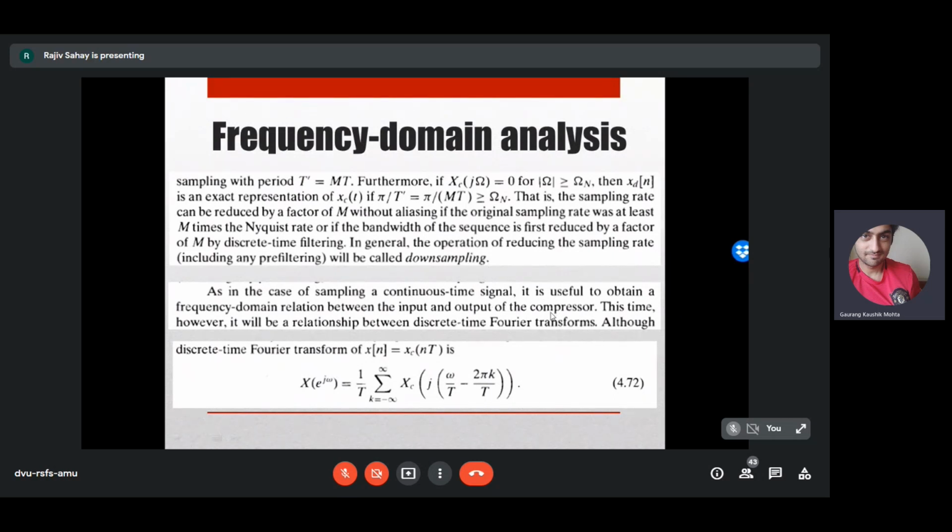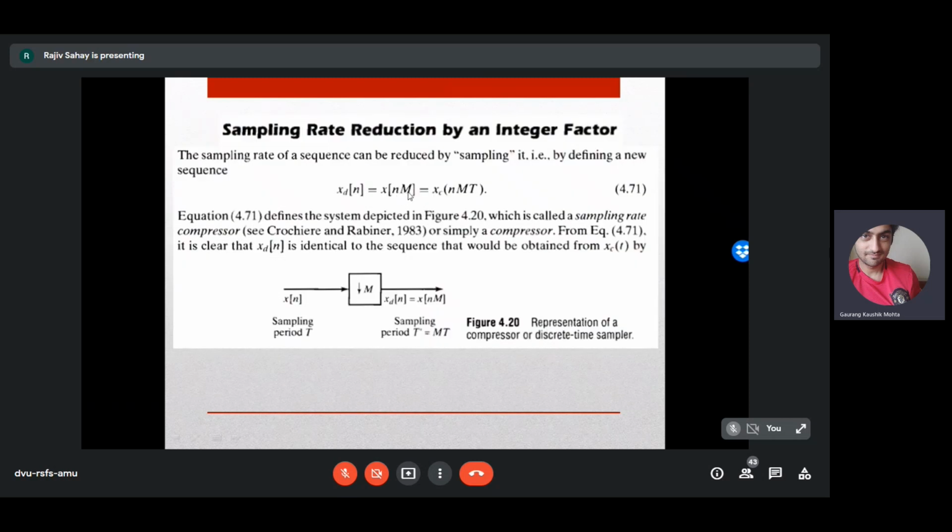So how do we obtain the frequency domain relationship between the input and output of a compressor or a downsampler or a decimator? We will derive the relationship between the discrete time Fourier transforms, because x_d[n] is equal to x[nM]. Both are discrete time signals, so you are throwing away some samples of a discrete time signal. On the left hand side you have a discrete time signal x[n], and on the right hand side you have another discrete time signal. You are trying to find the frequency response of a downsampler or decimator, and on the input and the output side you have discrete time signals, so you are supposed to take the DTFT.